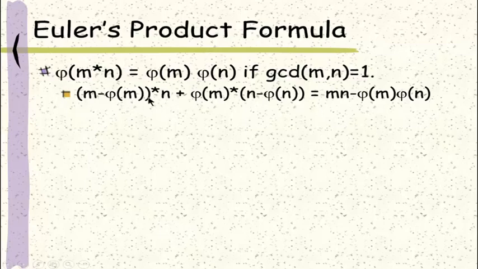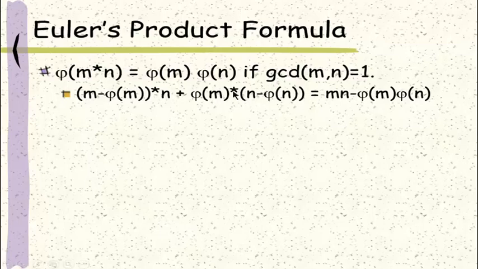So if we multiply this out, we see phi of m times n with a minus and phi of m times n with a plus, and these two terms cancel each other. So what we have is m times n minus phi of m times phi of n. These are the numbers between 1 and m times n that are not relatively prime to m times n. So the numbers that are relatively prime to m times n will be m times n minus this quantity, which happens to be phi of m times phi of n, which is what we have claimed here.